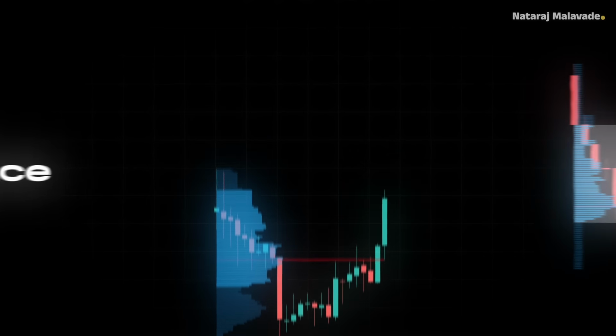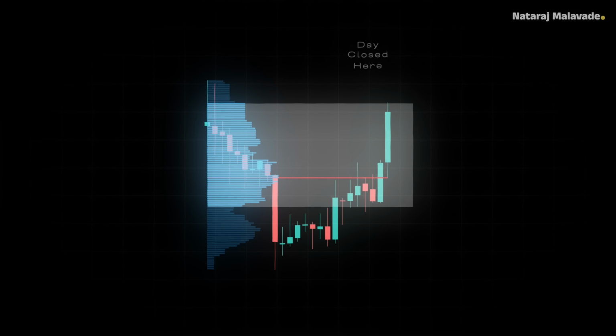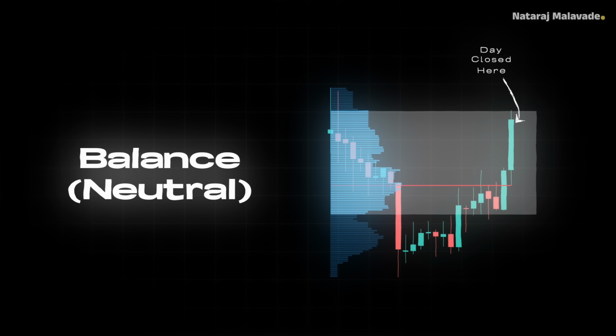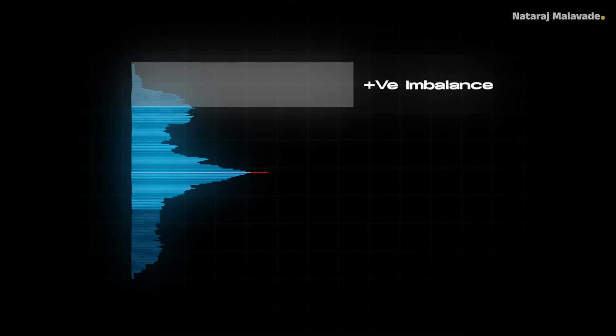Then we have the third type of volume profile here. As you can see, everything is balanced. Essentially, if you compare the closing price to the value area of the day, the closing happened within the value area. It indicates what? There is a clear balance between demand and supply. Nothing happened, so it's a neutral sentiment. So essentially, there are three different portions in a volume profile. Above the value area is nothing but the positive imbalance.